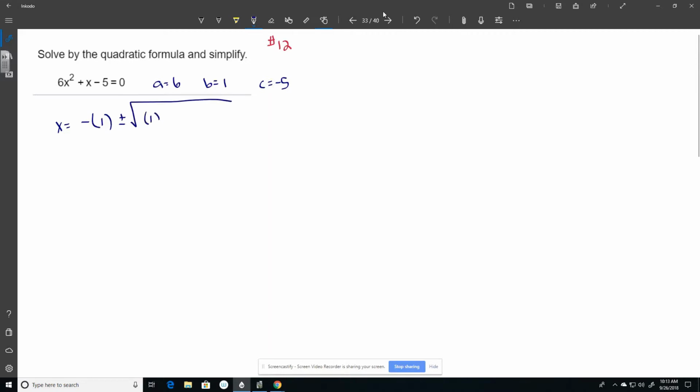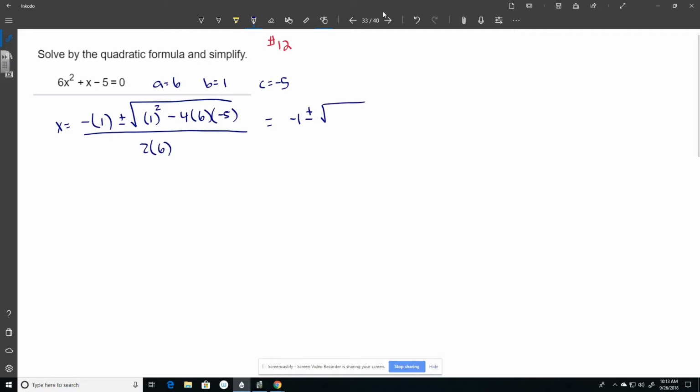And I'm going to put everything I plug in in parentheses because it's just going to make our problem a lot easier. And if I put it in my calculator, I won't forget. So even though 1 squared doesn't need the parentheses, I'm going to use them. I'm going to try and stay in that habit. Minus 4 times a times c. So minus 4 times 6 times negative 5. Again, I put all of those in parentheses. And all of that is divided by 2 times a, which is 2 times 6. So I simplify. Negative 1 plus minus square root.